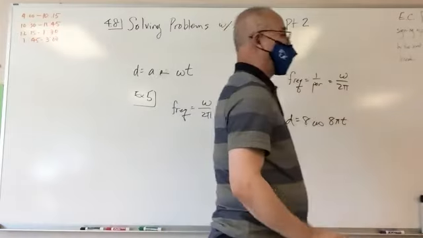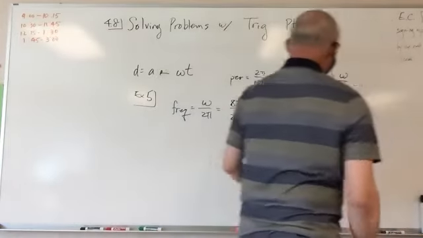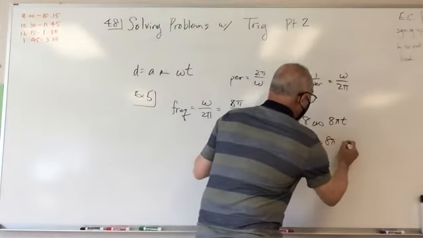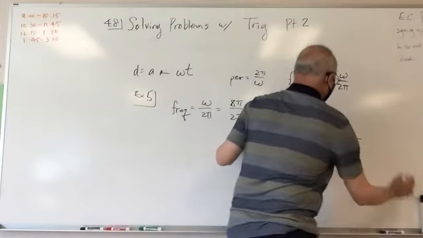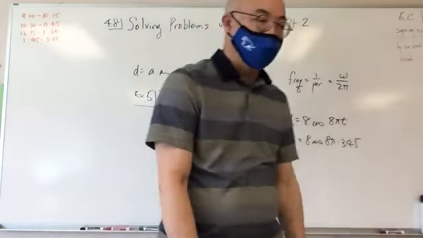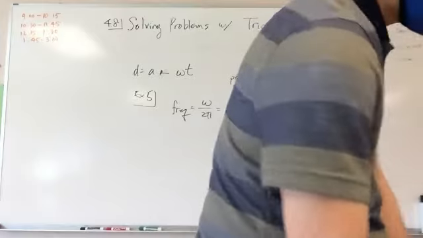It's that stupid announcement. Okay, so 8 cosine 8 pi times 3.45. Right, just run it through, right? If you run it through, you get 2.47.